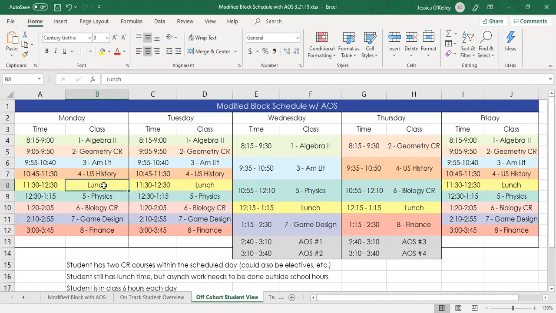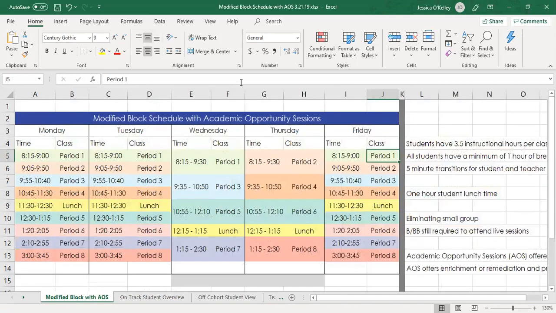They have lunch. So even the kids who are off cohort still have a lunch break every day, which I think is really nice. Physics, they have their biology credit recovery, and then they have game design and finance. So that's kind of how the schedule flows for that kid. So you see that they never really have breaks throughout the week, but they don't have any conflicts, they don't have any overlaps, anything like that. So this kid's behind, so they're gonna have to do some work outside of school hours to stay on pace. But this kid is still done at 3:45 on Monday, Tuesday, and Friday, and they're done at 2:30 on Wednesday and Thursday. So then after school is when they'd be catching up on all of their work. So that is what that is gonna look like for that kiddo.